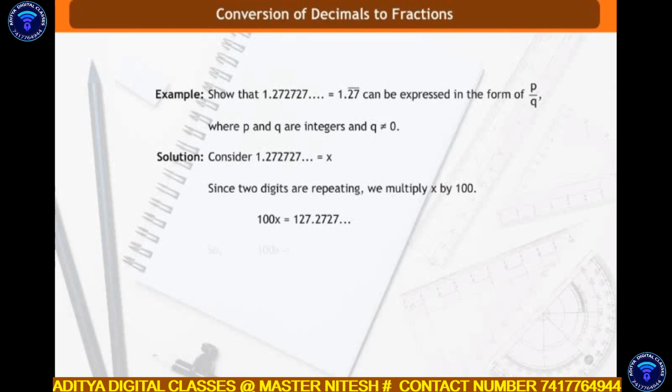127.2727 and so on. 100x is equal to 126 plus 1.272727, as 1.272727 and so on is equal to x. So 100x is equal to 126 plus x. Therefore 100x minus x is equal to 126. So x is equal to 126 by 99, which is equal to 14 by 11. We can check the reverse of it, that is 14 by 11 is equal to 1.27 bar.